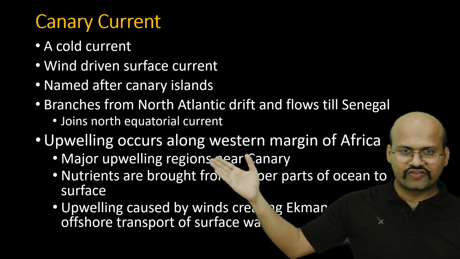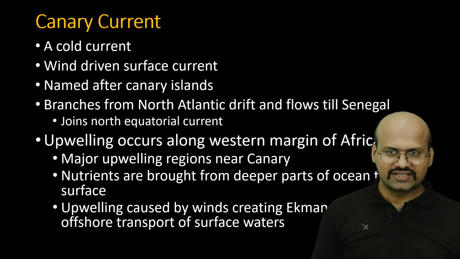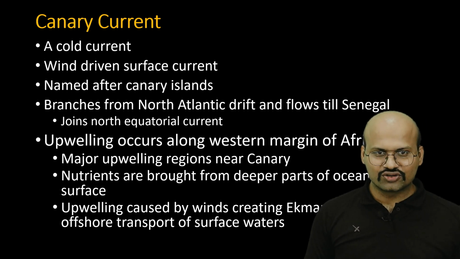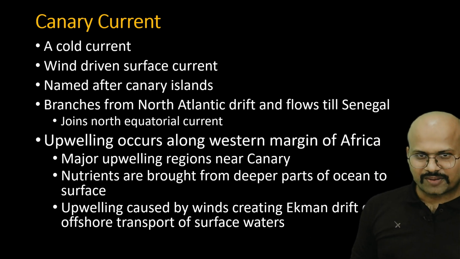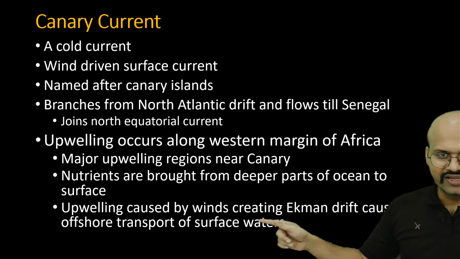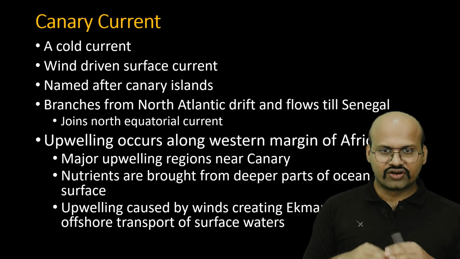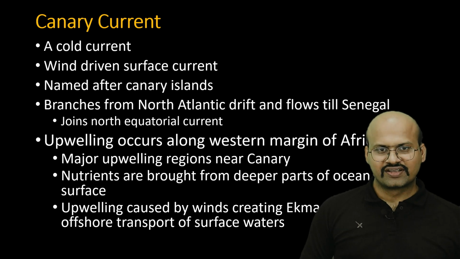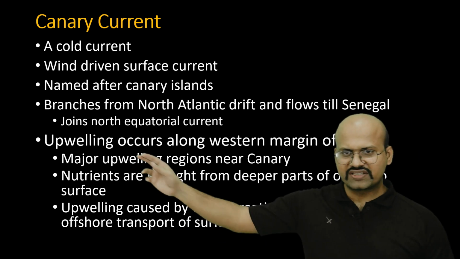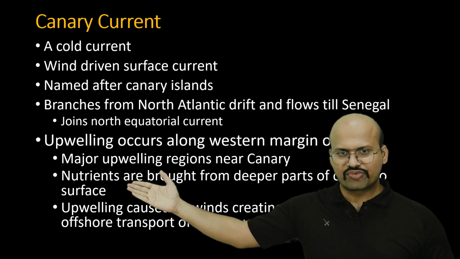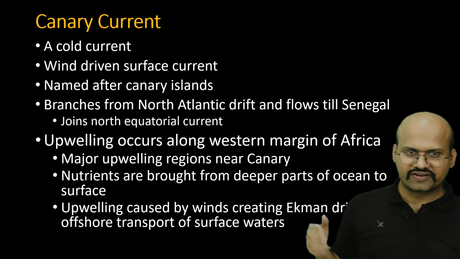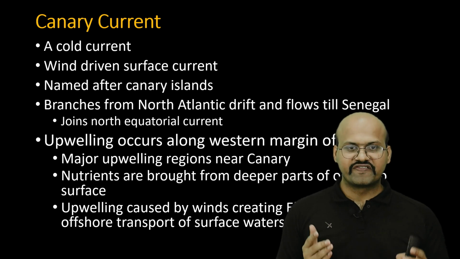Upwelling occurs along the western margin of Africa. We have already seen that there is a major upwelling zone, which occurs because the winds are blowing parallel to the coast, and there is an Ekman transport of water on the surface. On the surface the water is depleted, therefore water rises from the bottom. So it is a major upwelling region, and nutrients are brought from the deeper parts of the ocean to the surface. So it is also a major fishing zone.